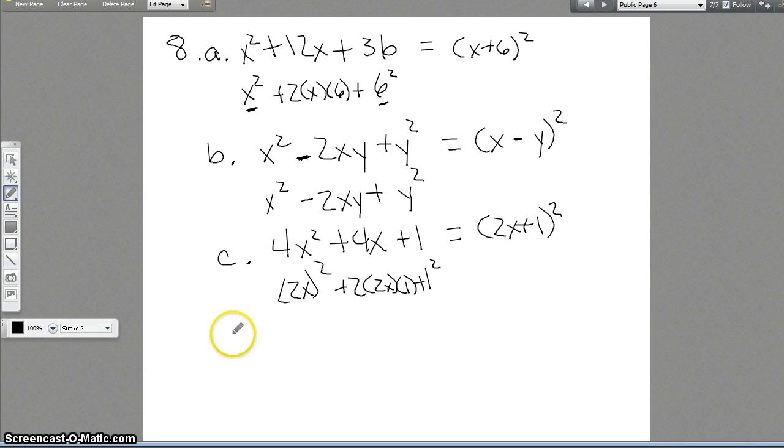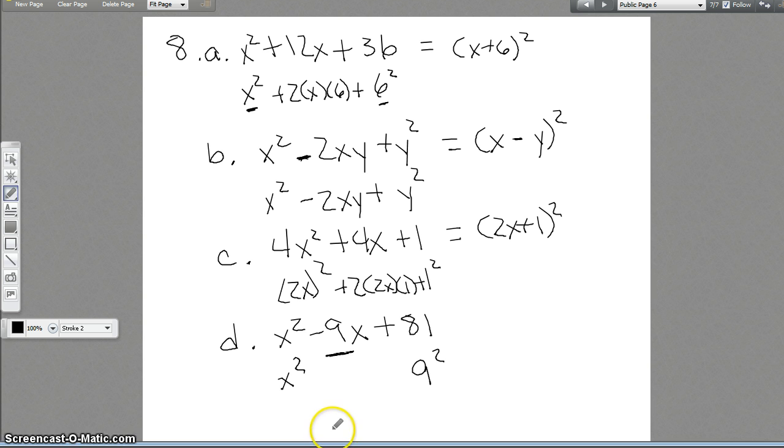The next one we're going to look at is part D. Part D is x squared minus 9x plus 81. Now on this one, while our first term can indeed be written as a square and our last term can be written as a square, notice that our middle term has an odd coefficient. If the middle term is not even, then you cannot write it as the square of a binomial because the middle term is always the double of the product of the first term and the last term. So if this is an odd number in the middle, it cannot be written as the square of a binomial. So this one would be not possible.